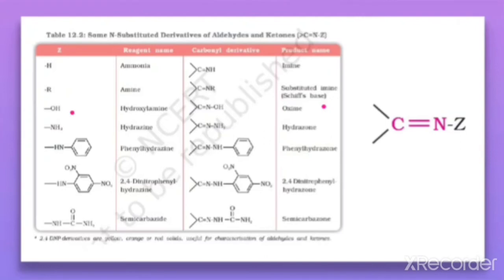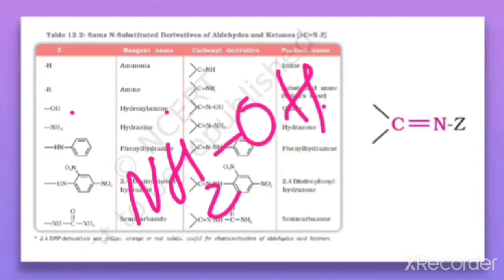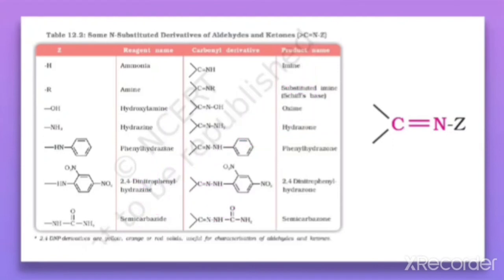Similarly, if Z is OH, the reagent is hydroxylamine. What is hydroxylamine? NH2OH is called hydroxylamine, where Z is OH. At that time, what will be the product formed? That is called oxime. And when Z is NH2, the name of the reagent is hydrazine, but the product formed after reacting with aldehyde and ketone is called hydrazone. Look at the name here, hydrazine giving rise to hydrazone.